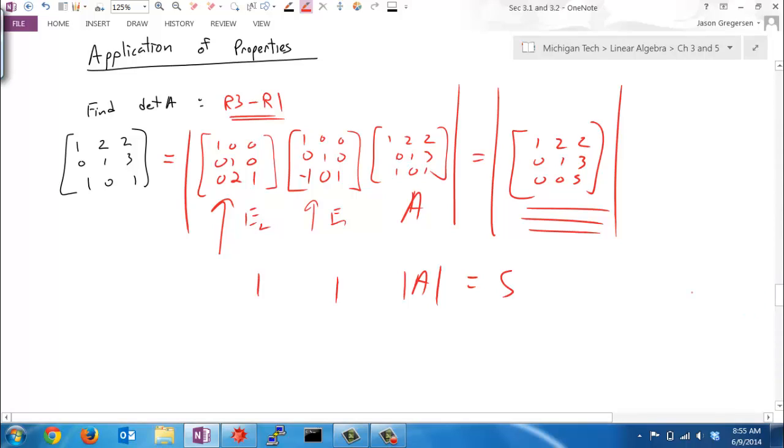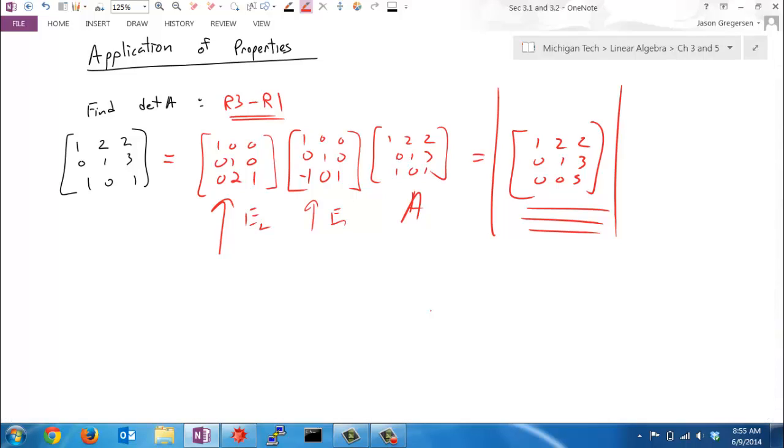Okay. Now, when we look at this little process here, this is a very important process that we go through. It's called LU decomposition. It's something we skipped in chapter 2. It's in section 2.5. So I'm just going to point it out real quick and offer it up as an extra credit assignment if you want to play with it.